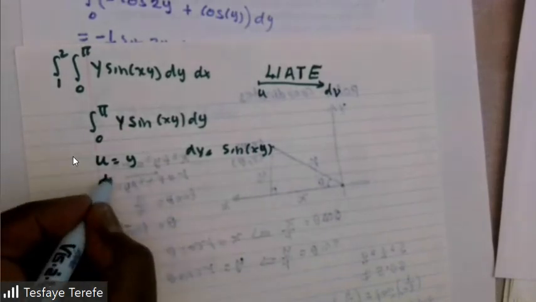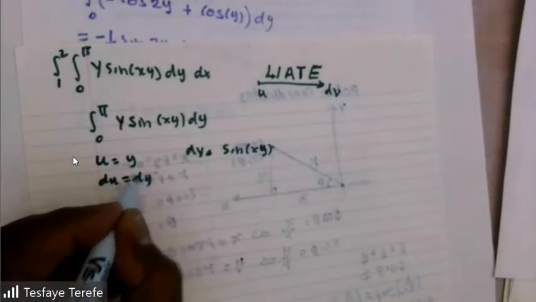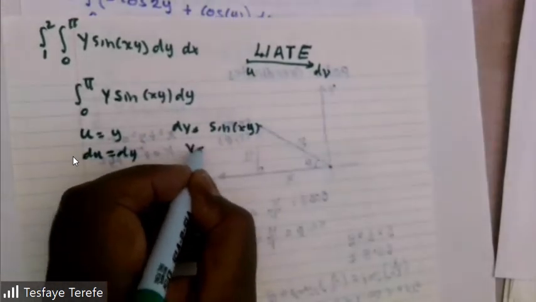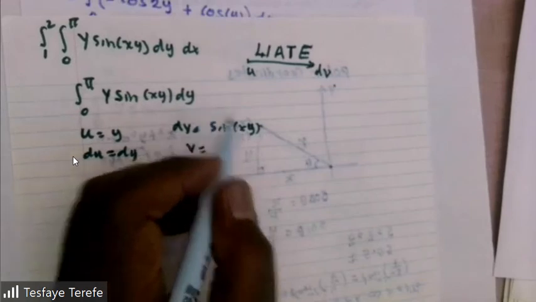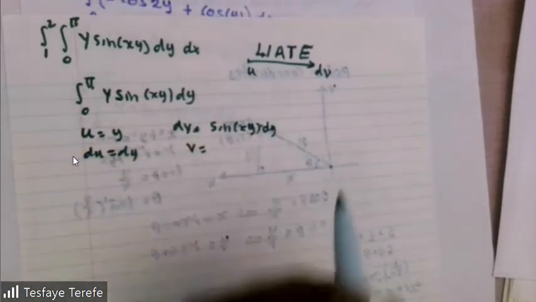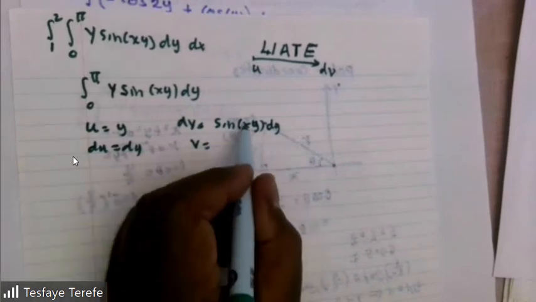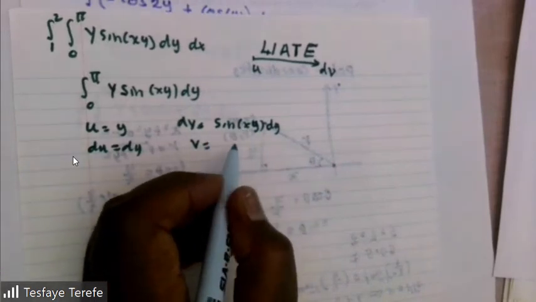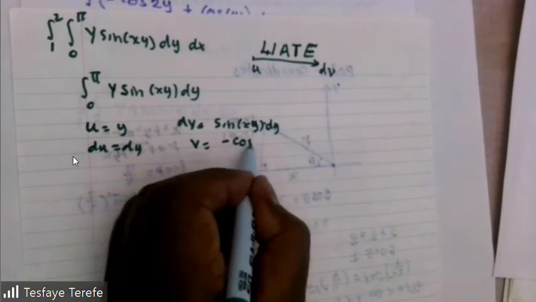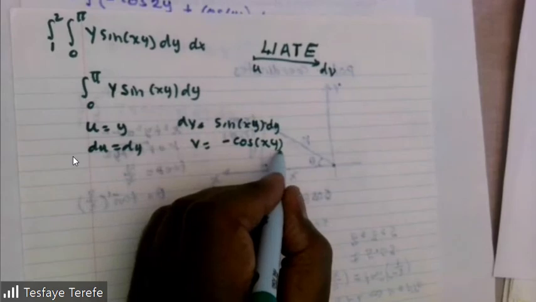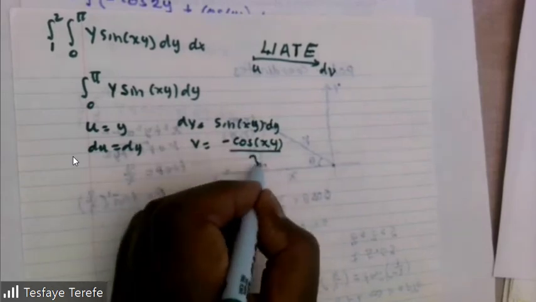Okay, then du is going to be dy, and this dv we have to integrate. And when we integrate, by the way, I have to add that we are integrating with respect to y, so x is a coefficient. So we have what? The antiderivative of sine is negative cosine of xy, multiplied by 1 over the coefficient, which is x. And that is what we have.